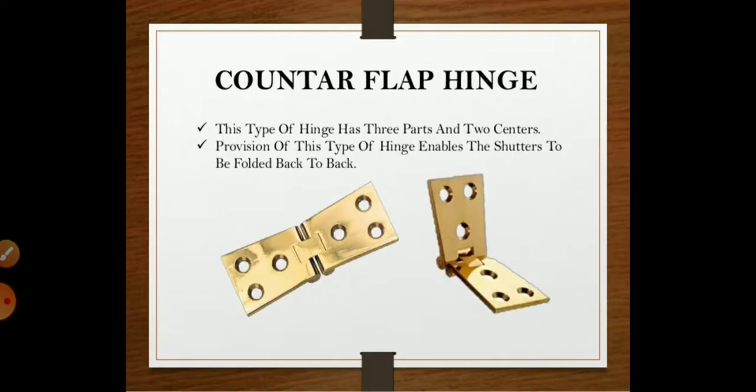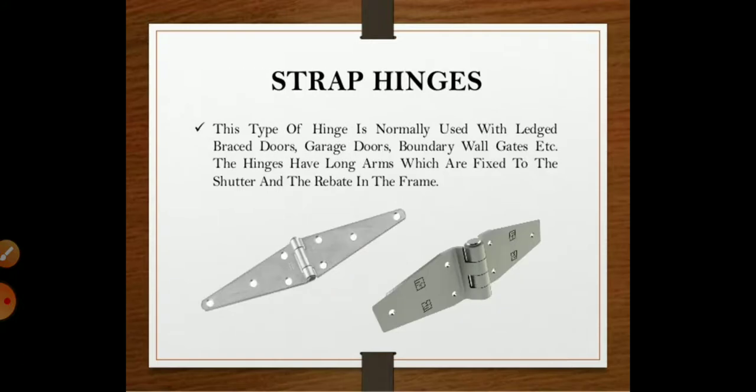Next is the counter flap hinge. Counter flap hinge means it has 3 parts and 2 centers. Okay, the provision of this type of hinge enables the shutter to be folded back to back. The next is the strap hinge.